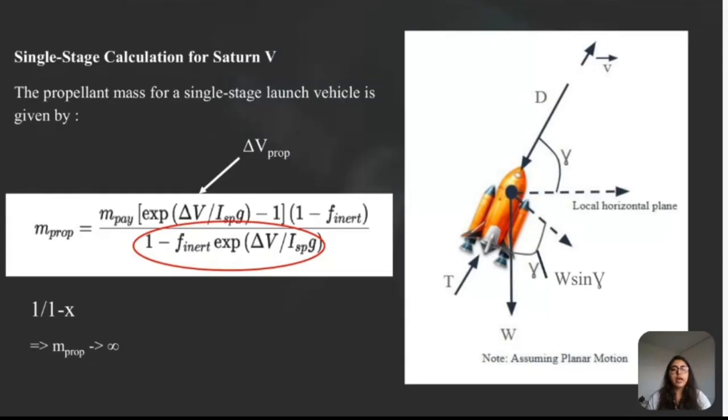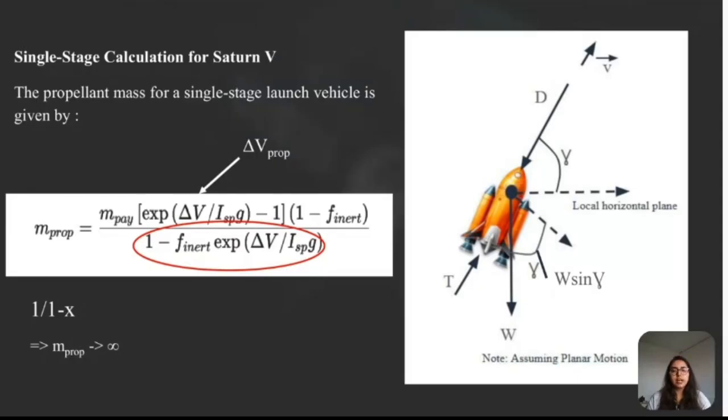Now, let's do a single stage calculation for the Saturn V. The propellant mass for a single stage launch vehicle is given by this equation. So we have propellant mass on the left, we have payload mass on the right, and we have a bunch of other stuff such as the delta V of the propulsion system, we have an exponential, the ISP, and the gravity. That is the standard gravitational acceleration for free fall.